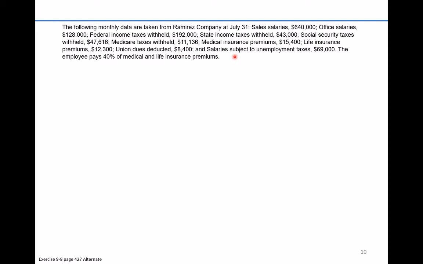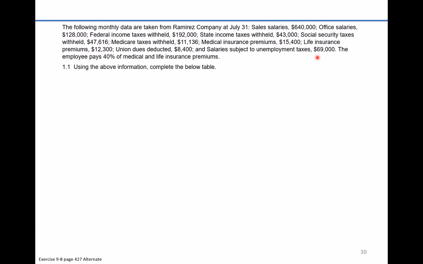Now, the salary subject to unemployment taxes, that's nothing that's coming out of the employees' checks. Who's taking care of paying these amounts for their unemployment taxes? Well, that's going to be paid by the employer. They're going to be paying a tax, but it's going to be capped at $69,000, and we'll come back and look at that in just a few minutes. Okay, so we've got a lot of information here. Let's start breaking it down.